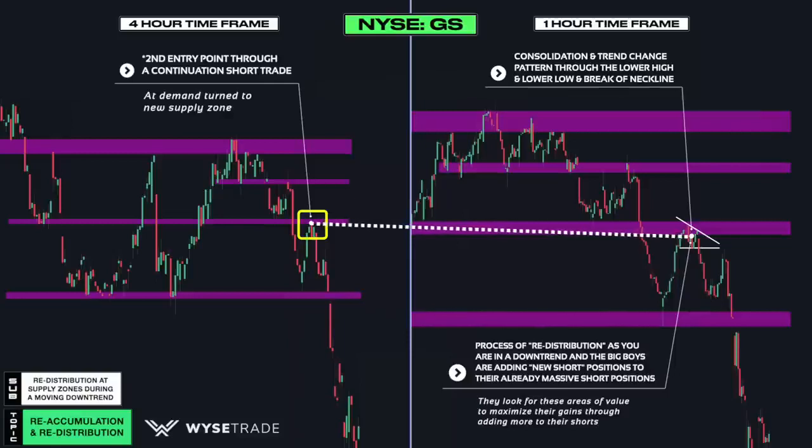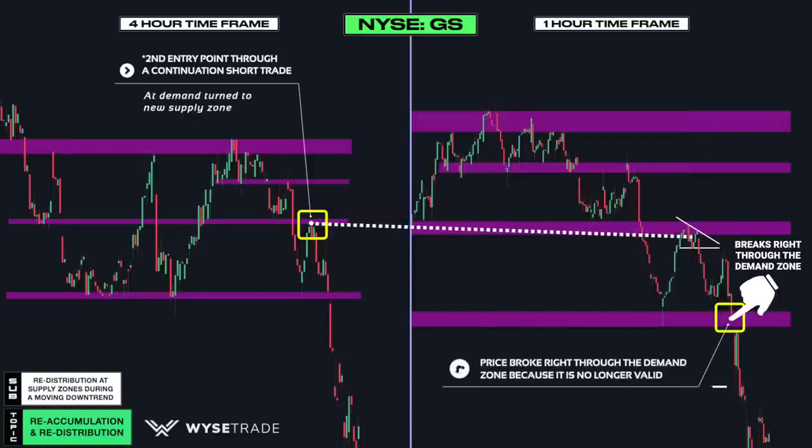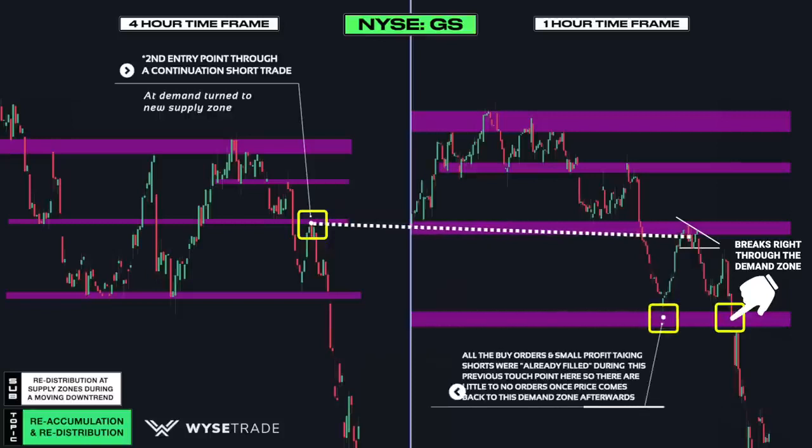Once they have finished loading up at this area of value within the moving downtrend, price tanks downwards and breaks right through the demand zone. Now, this is a very important point. The reason price broke right through the demand zone so easily is because the demand zone is no longer valid, as all the buy orders and small profit-taking short positions were already filled and completed during this previous touch here. So there are most likely little to no orders at this demand zone this time around. Hence why price blows right through it with heavy momentum, netting everyone massive gains.